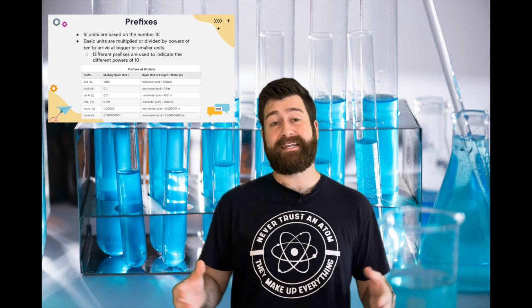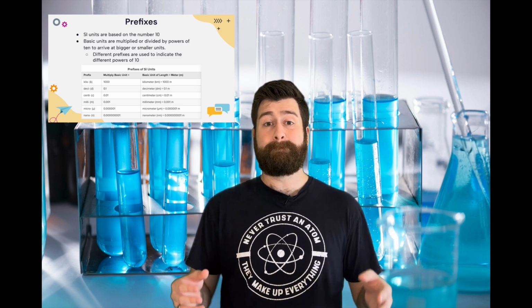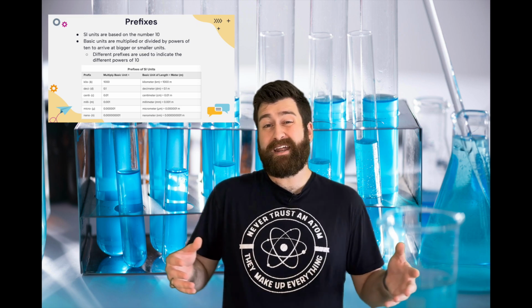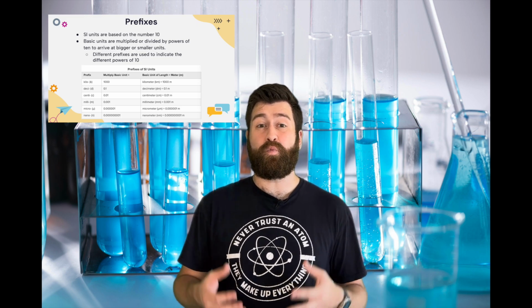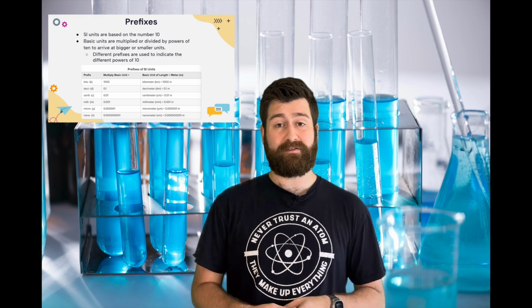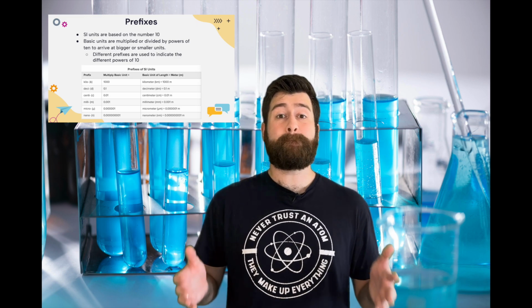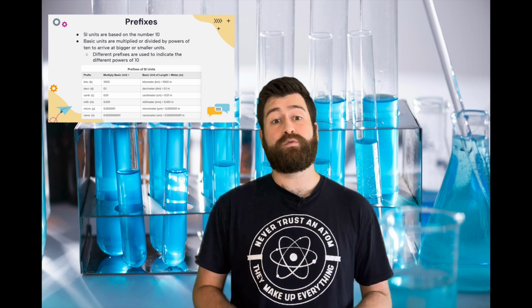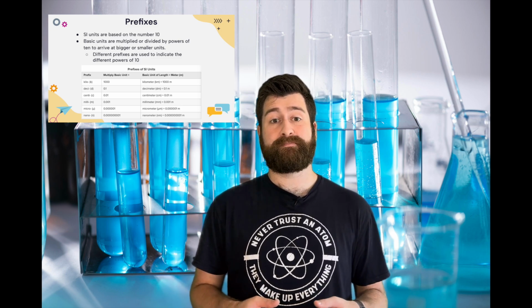micro, which is 10 to the negative 6th, or 1,000,000 times smaller than the base unit, or nano, which is 10 to the negative 9th, or 100 million times smaller than the base unit. If we compared these to meters, we would have that 1 kilometer is equal to 1,000 meters.